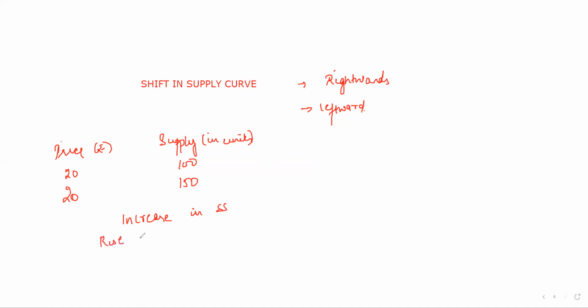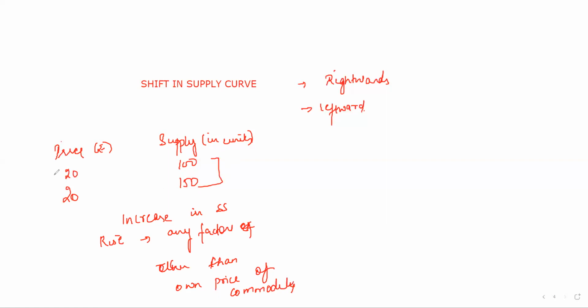This is a rise in supply, which is caused due to any factor other than own price of commodity, other than own price. Okay, maybe the technology has improved or the cost of production has decreased. Fine. So this is that situation. Let us say you are using better technology now and you are able to produce more even when the market price is remaining the same.